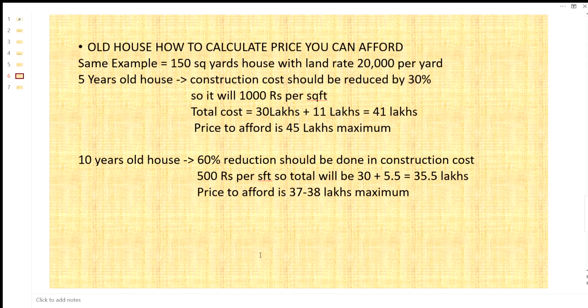And coming to the other aspects, what we need to look for when you're trying to purchase an old house in resale, how much price to afford is generally decided in this way. For example, if you take the same case of 150 square yards house with a land rate of 20,000 rupees per square yard, the only difference would be the construction cost. If you take the case of a 5 years old house, the construction cost should be reduced by 30%. So the construction cost will be 11 lakhs, which includes 1000 rupees per square feet construction cost. So 30 lakhs plus 11 lakhs will be 41 lakhs. So the maximum price we can afford is around 45 lakhs.